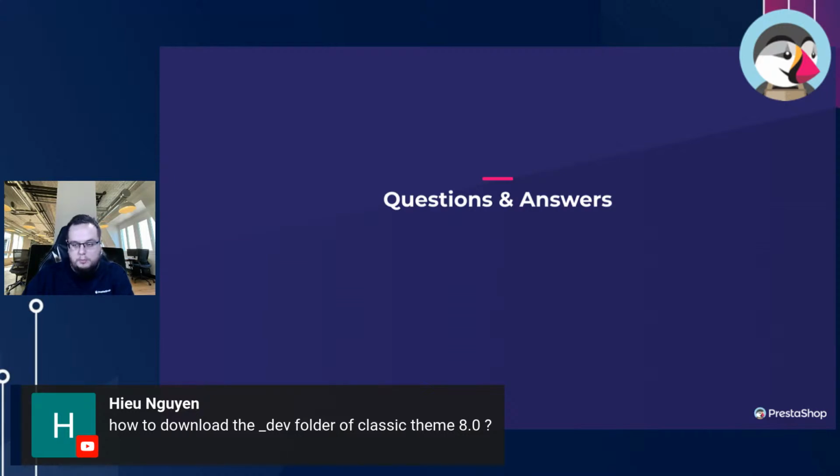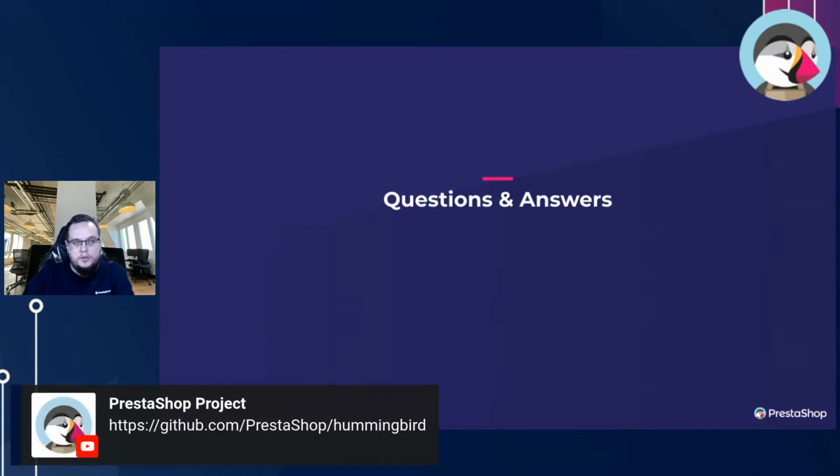Also, talking about the Hummingbird, I think it's worth mentioning that the maintainers responsible for the Hummingbird have just released the first alpha version of Hummingbird. So if you want to test it, you can go to the GitHub repository of the Hummingbird theme. There's the link. And if there are no more questions, I think we can finish for today.